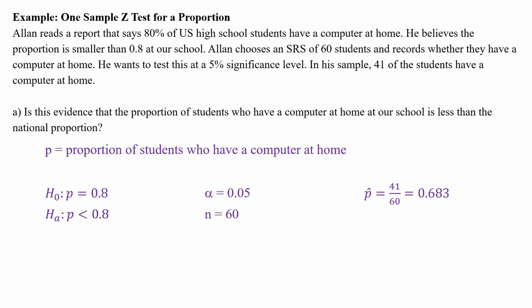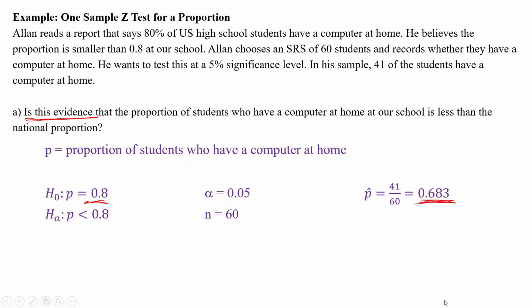So again, the whole point of this test, right? If this is the national average and we ended up getting a sample proportion that's less than by this much, is that difference going to be significant? Is it significant enough to say that there is evidence that the proportion of students who have a computer at home is less than our national proportion? Okay? Is this evidence? Did we find evidence here between this difference?